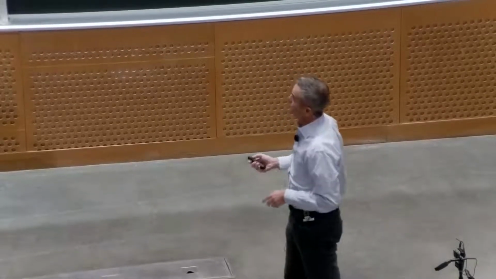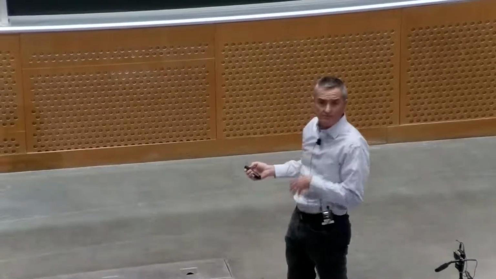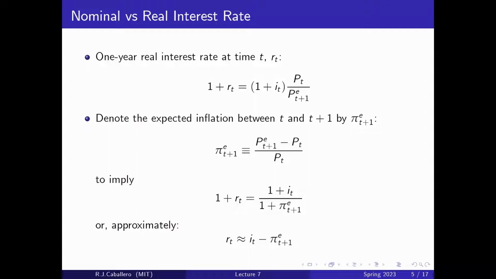Okay, good. Because what I'm going to do now is take this expression here and play with it a little. So we arrived in the previous slide at the conclusion that 1 plus the real interest rate is equal to 1 plus the nominal interest rate times P_t over expected P_{t+1}. I'm going to denote expected inflation, the log change in the price level, or the rate of change of the price level from year t to year t plus 1, as pi^e_{t+1}. So this is expected inflation at t plus 1.